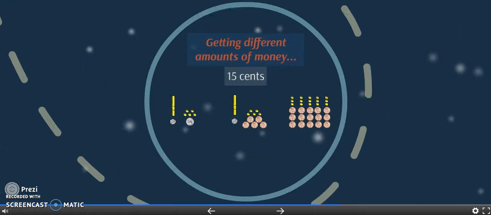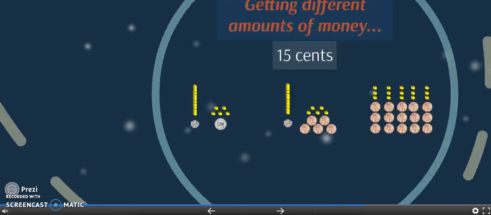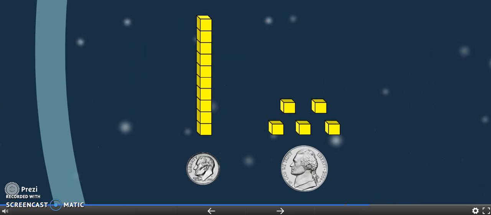Now we can use different ways to get a certain amount of money too. For example, let's see some different ways that we can have 15 cents. Here we have a dime and a nickel. If you remember, a dime is worth 10 blocks, or 1 tens block, and the nickel is worth 5 ones blocks. Together we have 10 cents with a dime, and 5 cents with a nickel, which equals 15 cents.